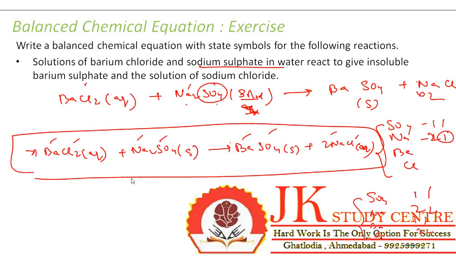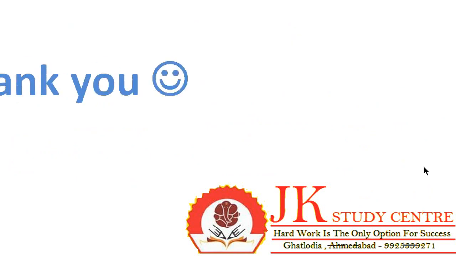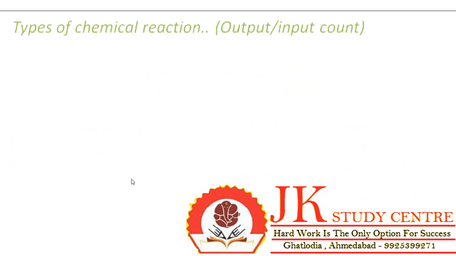Once we are done with balancing of chemical equations, we know what a chemical equation is, and we also know that the chemical equation has to be balanced, right? And we know how to balance the chemical equation. We had a good number of exercises for that. Let's see the types of chemical reactions now.